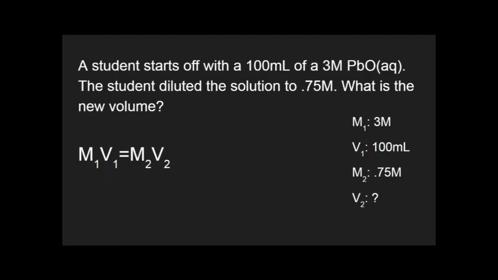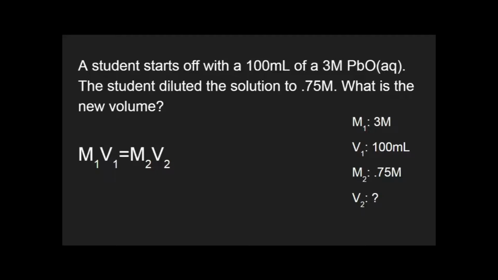So, now that we know the formula, let's try a question. A student starts off with 100 milliliters of a 3 molar PbO aqueous solution. The student diluted the solution to 0.75 molar. What is the new volume? So two things to look at before actually doing the problem. First, the AQ in parentheses after the compound just means it's dissolved in water. Secondly, you'll notice how the volume here is given in milliliters. Often with concentration, we would have to convert that to liters. But when we use M1V1 equals M2V2, we actually can leave it in milliliters, as long as we remember our answer will be in milliliters as well.